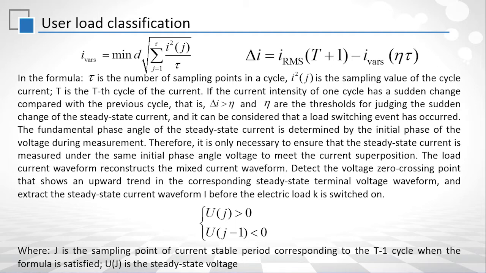The fundamental phase angle of the steady-state current is determined by the initial phase of the voltage during the measurement. Therefore, it is only necessary to ensure that the steady-state current is measured under the same initial phase angle voltage to meet the current superposition.